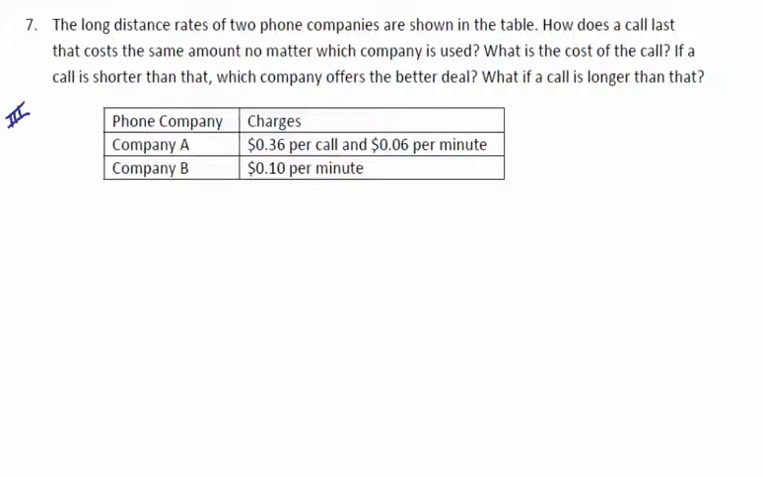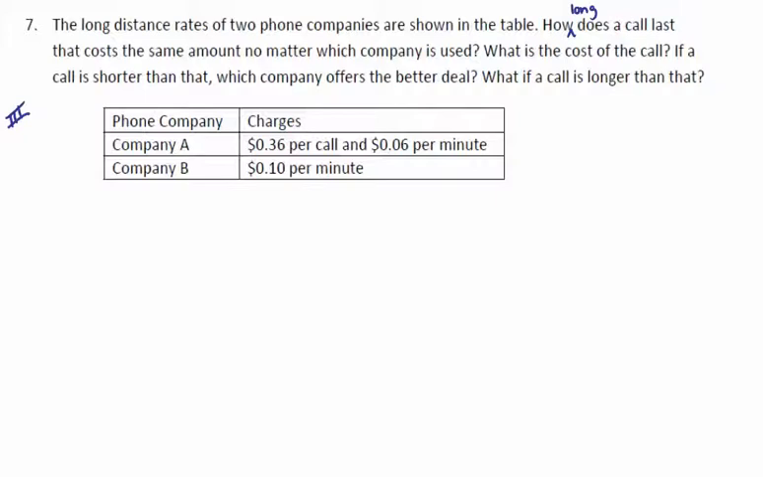So, the long-distance rates of two phone companies are shown in the table. And we should add to this: how long does a call last that costs the same amount no matter which company is used? What is the cost of the call?